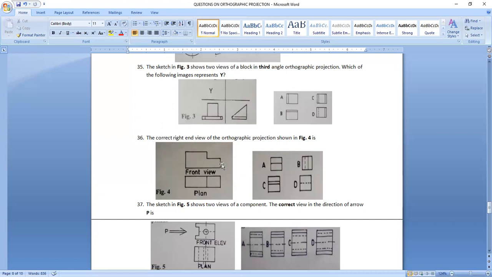So we are going to have a rectangle on this part, and a rectangle on this part. So two rectangles, one above and one below. So option A is the answer to this question.